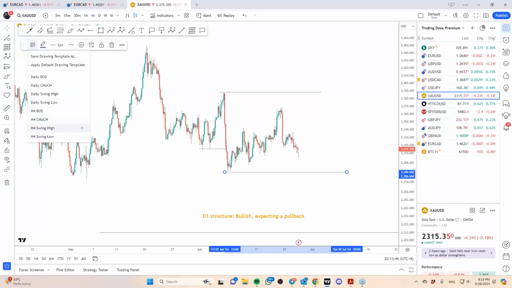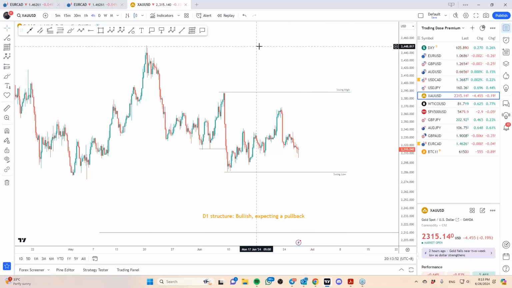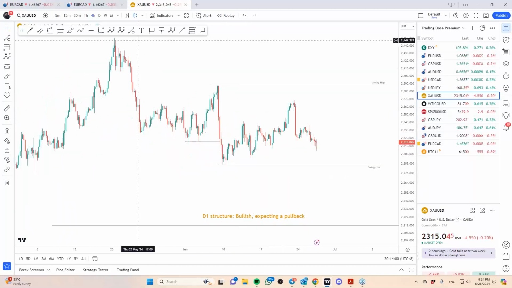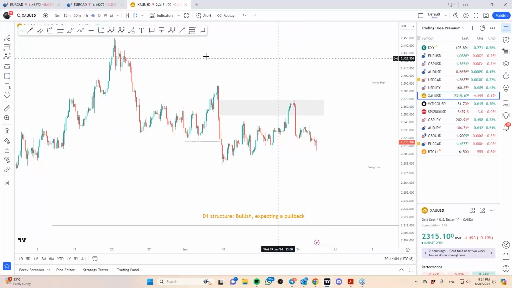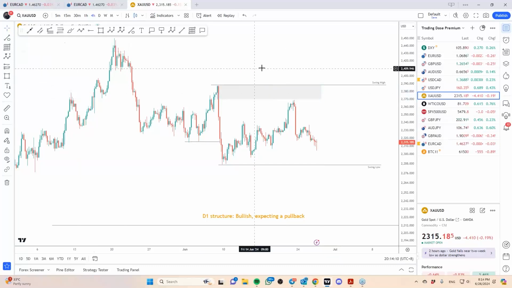Okay, you can go a little bit faster, right? Obviously, you don't need to label everything, but as I explained, I'll just label it as much as I can. This is a pullback. It didn't really take out the swing high, and that's where we start to see a reaction. So you can see this reaction comes from where? This is very, very clear. Fair value gap.